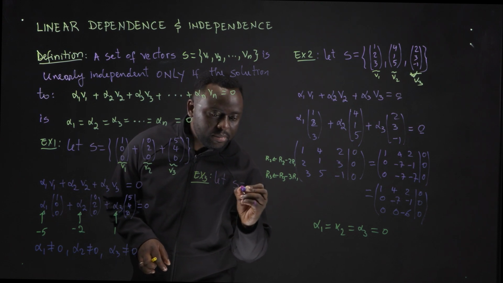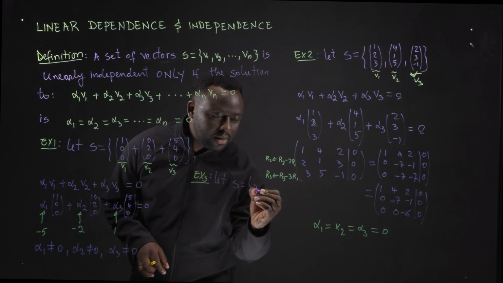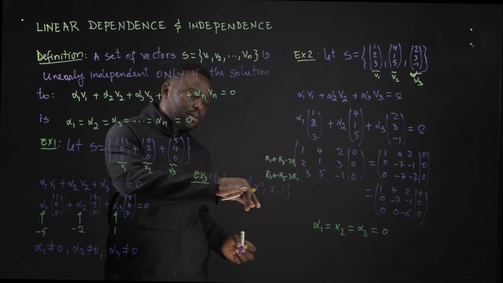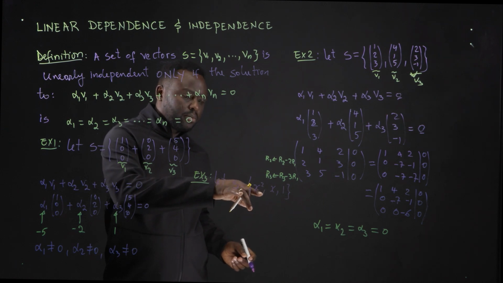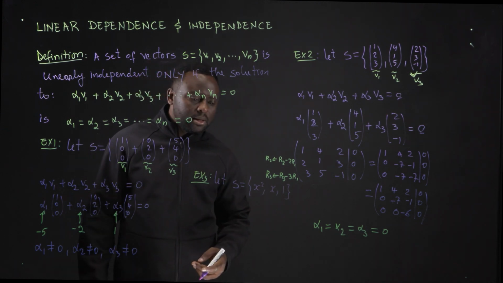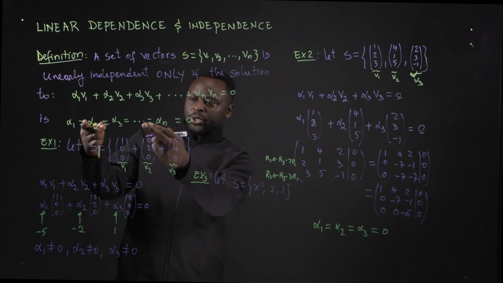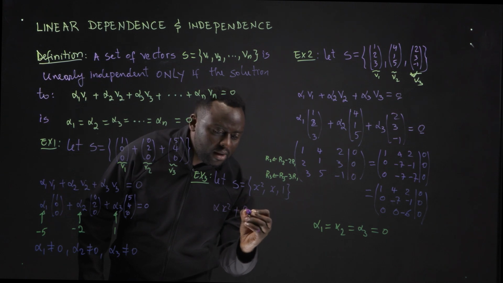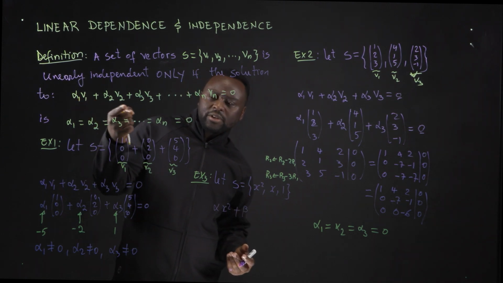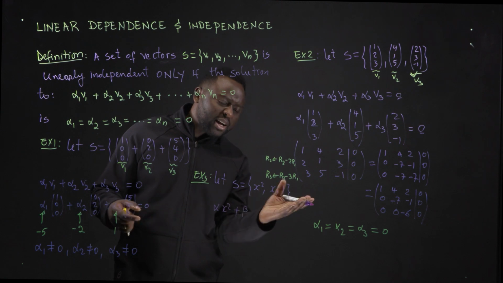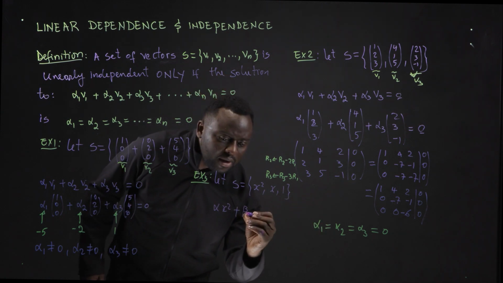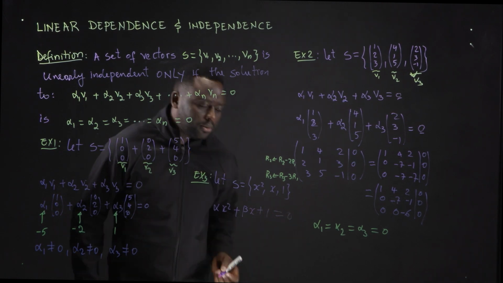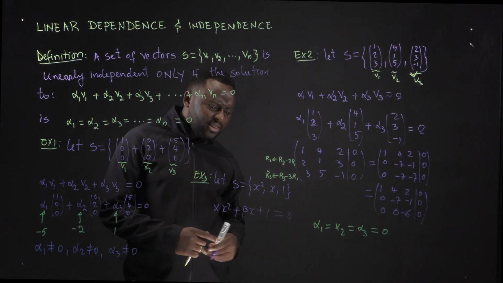Let S be a set of vectors x squared, x, and 1. We want to show whether this set is linearly dependent or not. Okay? So in this case, we use the definition: alpha x squared plus beta. Of course, if I use alpha 1, alpha 2, alpha 3, or alpha, beta, gamma, it's still the same, right? So alpha x squared plus beta x plus gamma is equal to 0. Is this possible? Let's see.